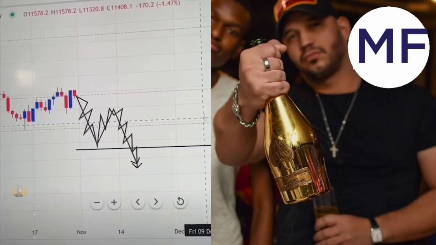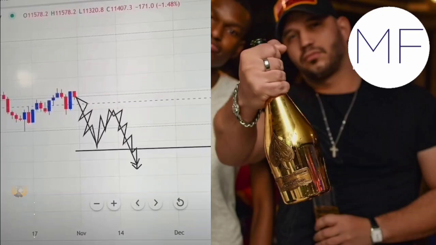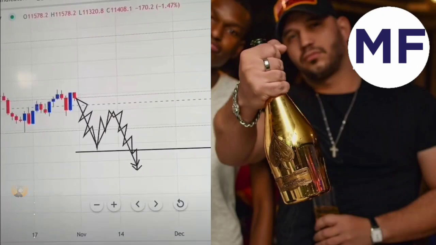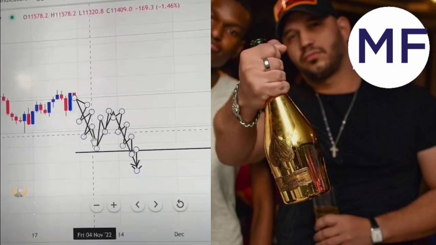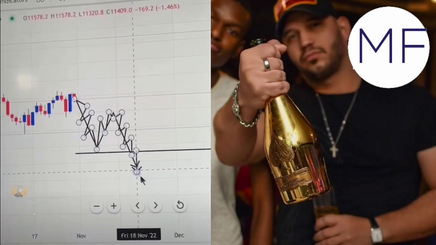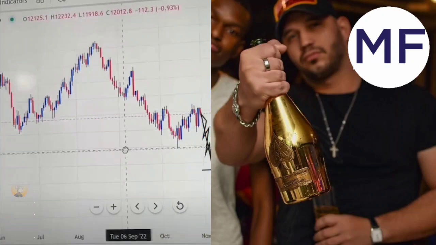Yes, we have one change of character and then the market moves in a whole different direction. Correct. But on a lower time frame, we have multiple changes of character because over here, price starts going up. Then we have a change of character. Price starts going down. Then price starts going up. We have a change of character. But on the major time frame, here is your change of character.